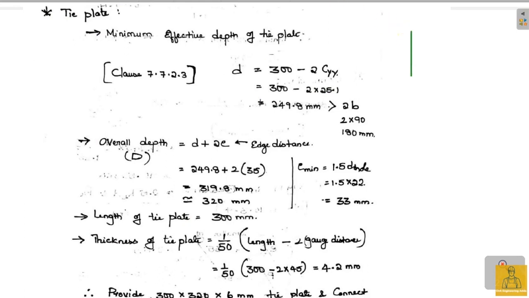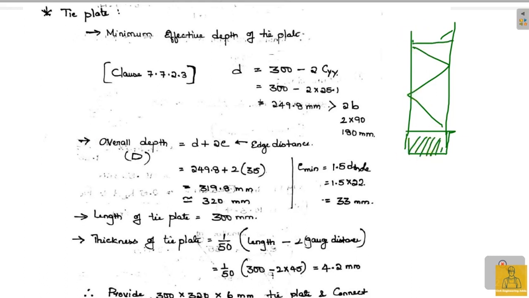Okay. So now there are other things that we still need to calculate. What is that? Whenever we have a built-up column like this, when we have a lacing system, either double or triple or anything single, you have to put tie plates at the top and bottom. Okay, at the top and bottom. Let me just draw this a bit better.